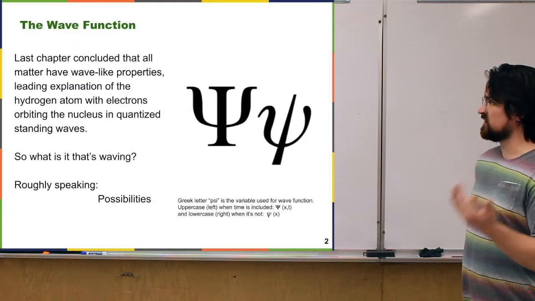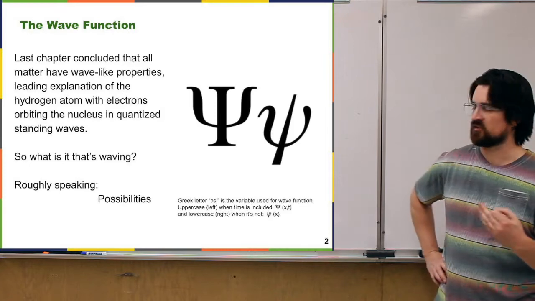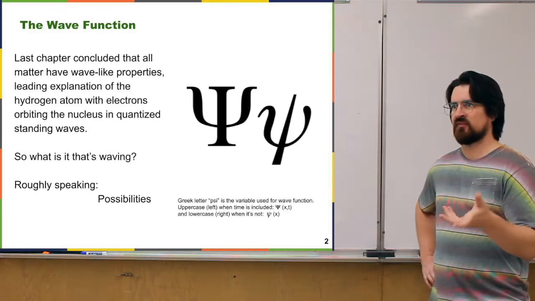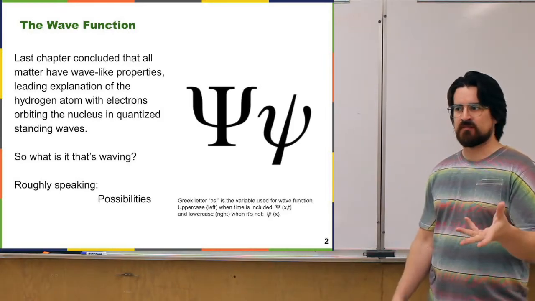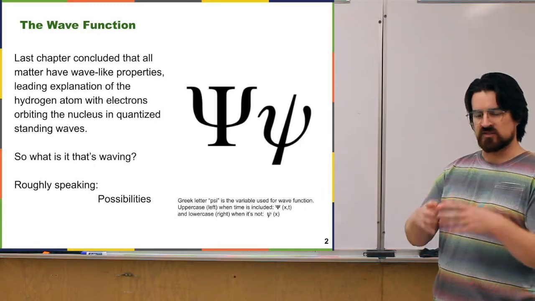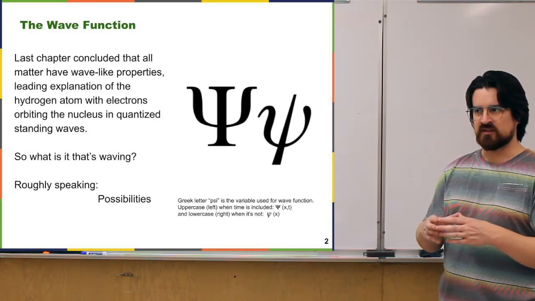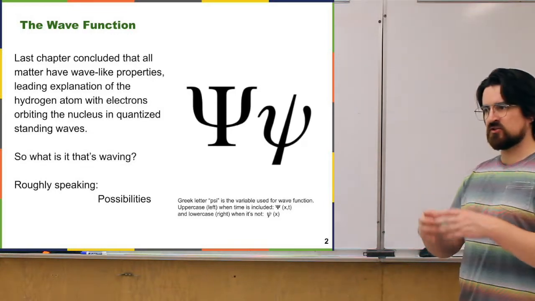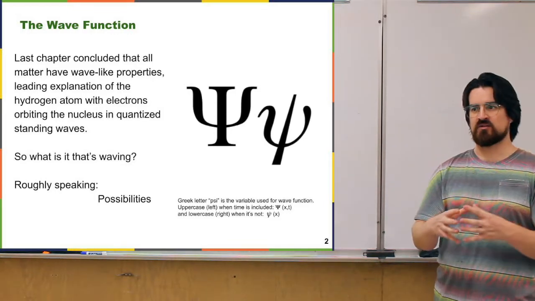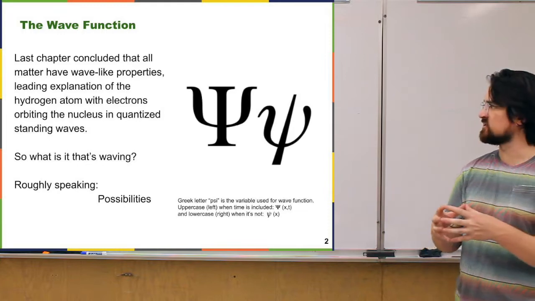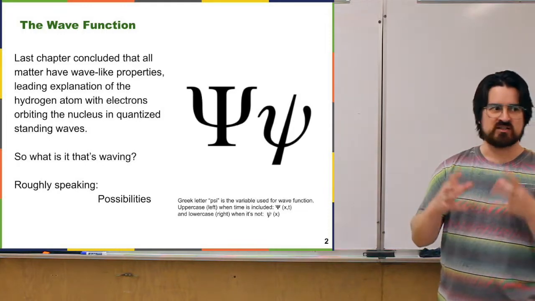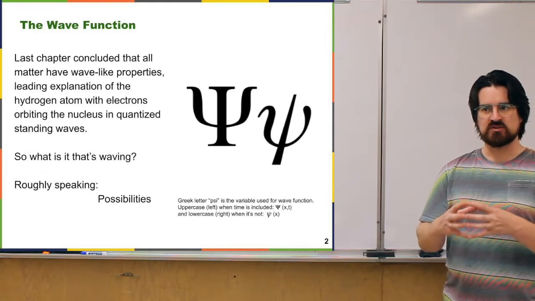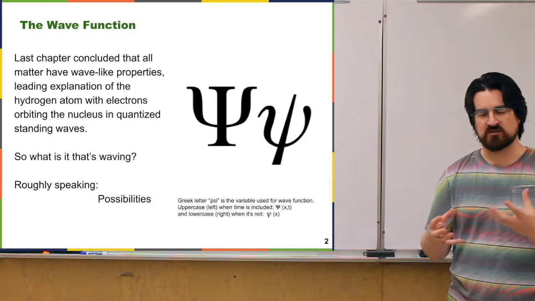We ended the last chapter talking a lot about the hydrogen atom. We eventually got to a model that postulated electrons have a wave-like property, and that led to some very interesting results: the electron orbits around the atom were quantized, and you get these standing wave results, which could explain the atomic spectra of hydrogen.